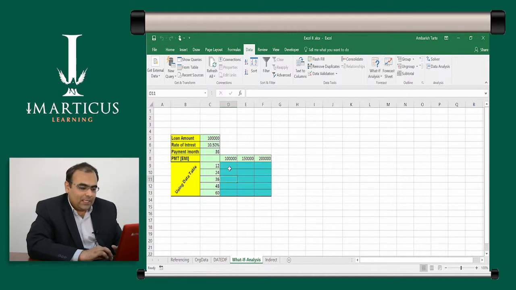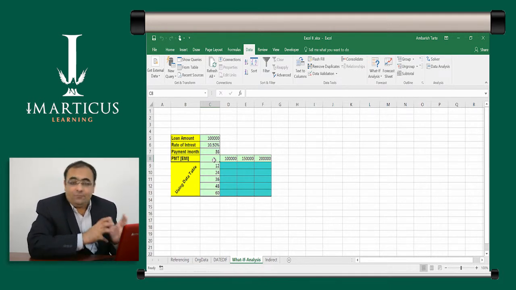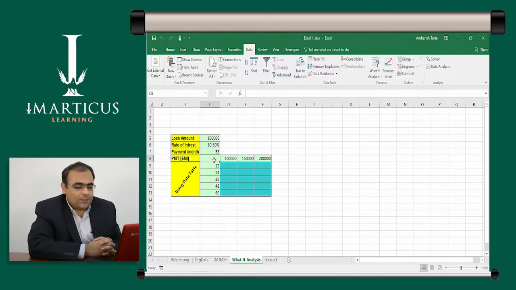And I have been asked to calculate the EMI. EMI is equated monthly installment. There's an Excel function to calculate EMI if you've taken a loan, and the name of the function is PMT. The P stands for per, the M stands for month, and T stands for transaction.